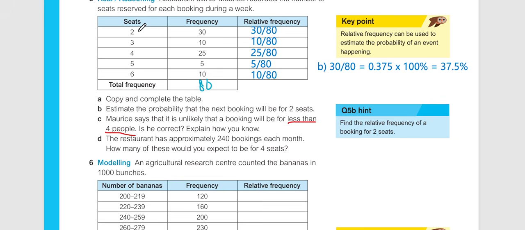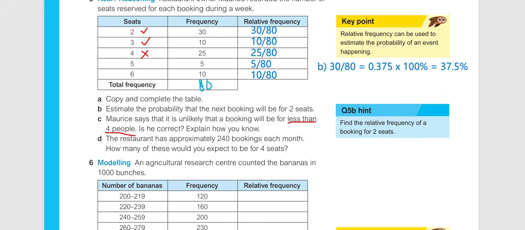Right. So what are the numbers less than 4? 2 seats, 3 seats we can take. Can we take 4? No, because it already has 4. But they ask you less than 4. Right? So only these two we can take.